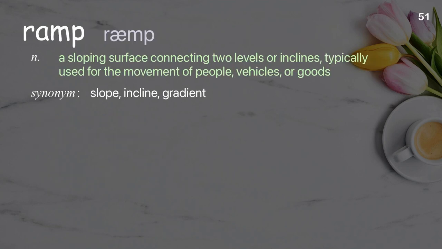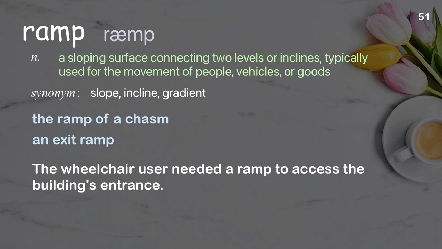Ramp. A sloping surface connecting two levels or inclines, typically used for the movement of people, vehicles, or goods. Examples: the ramp of a chasm, an exit ramp. The wheelchair user needed a ramp to access the building's entrance.